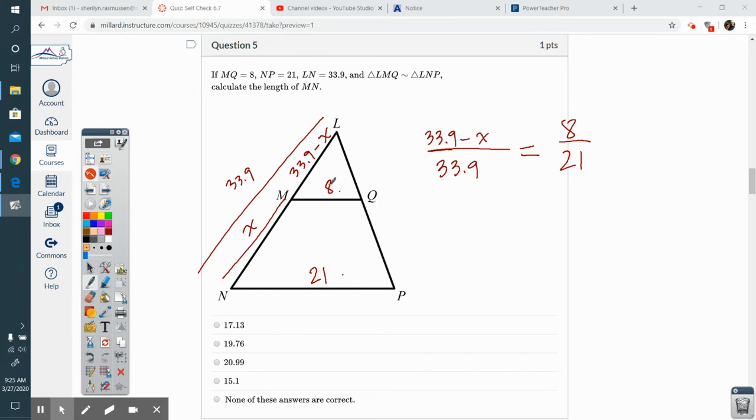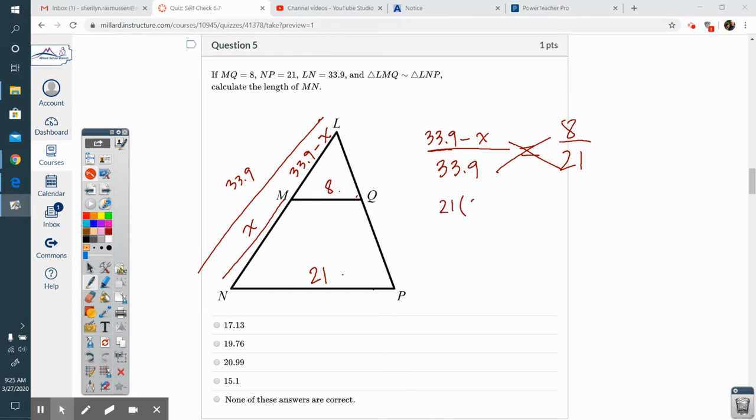Now I can't compare 8 to 33 because this is a base and this is one of the sides. You have to compare side to side, base to base, or the right side to the right side. However you do that, you just have to keep your proportions and they have to correspond with one another. So it's not as easy as just multiplying and dividing. It just takes a little bit longer steps. So now you cross multiply and figure out from there.